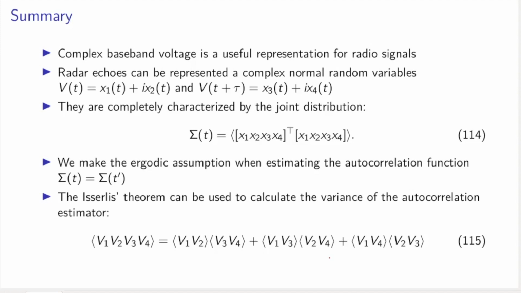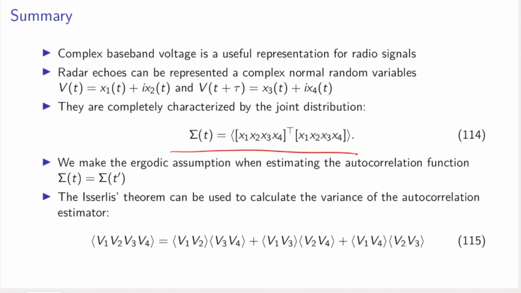Second, radar echoes from ionospheric plasma, or pretty much any volume filling target in general, can be modeled as normal random variables. These random variables are completely characterized by a joint distribution. For any two complex voltage measurements of the radar echo obtained at two different times t and t plus tau, the full correlation structure is determined by the covariance matrix given in equation 114.